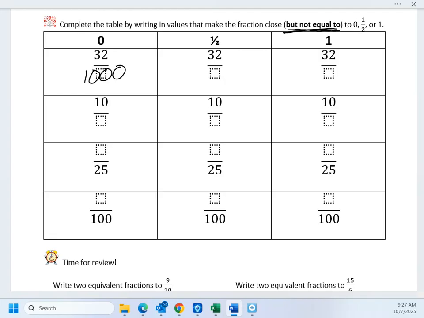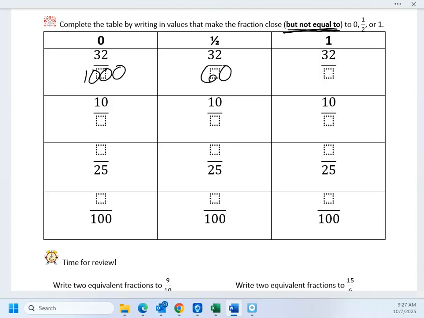60. Perfect. Now, Jack thought, I know the halfway would be 32 over 64. So I need to pick a number that's close to 64, but not actually 64. So he had to think for a minute, what number is close to 64, but not 64? Does that make sense? Yeah. So 32 over 60 is close to halfway, because that 60, halfway would be 30 over 60. 32 is close to it.